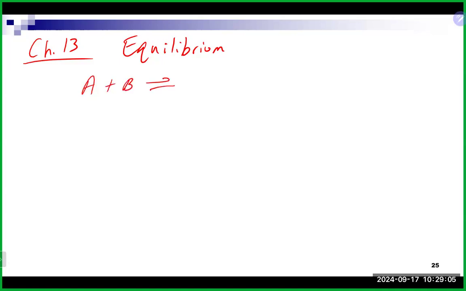Okay, so we are continuing on chapter 13. We got into really the major topic of the season here, which is equilibrium. Remember that when we're dealing with equilibrium, we are talking about a certain type of reaction, which is a reversible reaction. Those are reactions that have arrows heading in both directions.